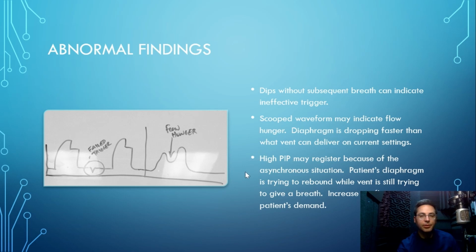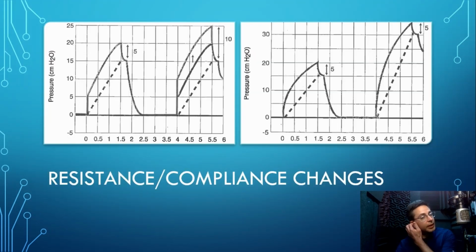When this happens, you might also see high peak inspiratory pressures because of the asynchronous situation. So basically, you have the patient's diaphragm, in this case, trying to rebound while the vent is still trying to give the breath, and this is going to give us the presence of peak pressures that we don't want to see. So in this situation, the ideal thing to do is to increase the set flow to meet the patient's demand.